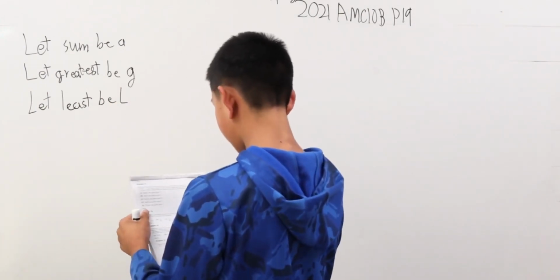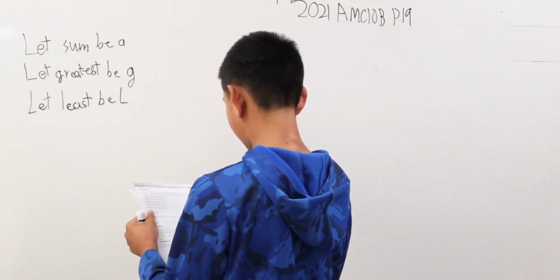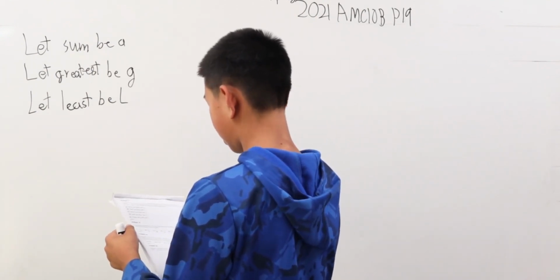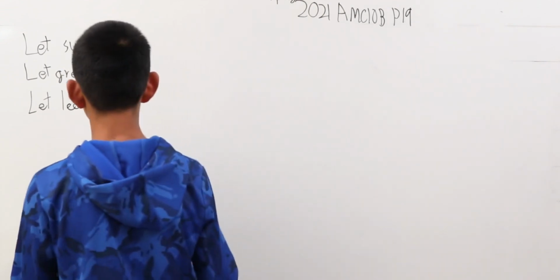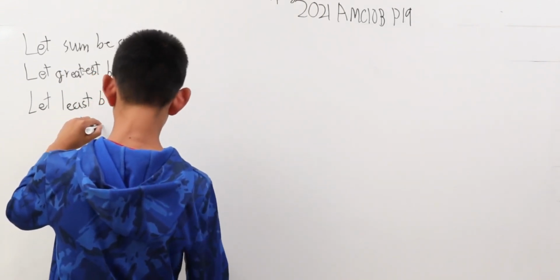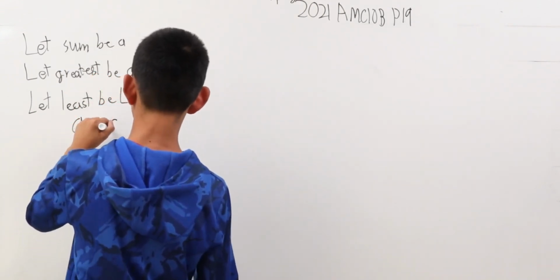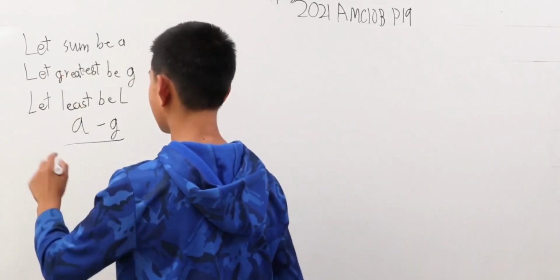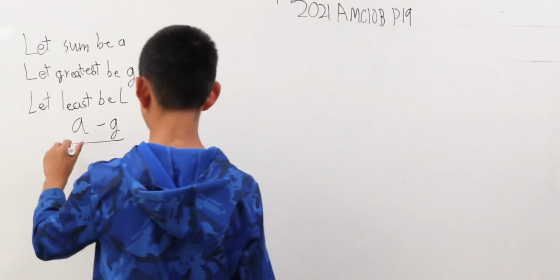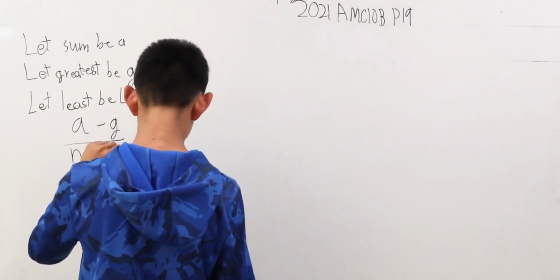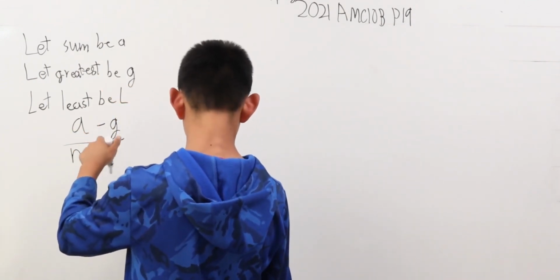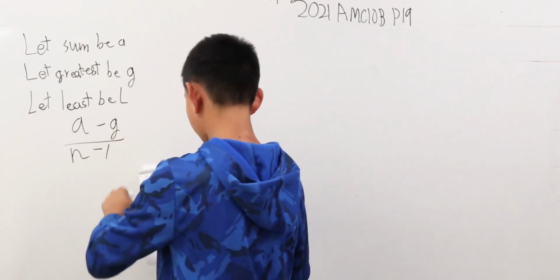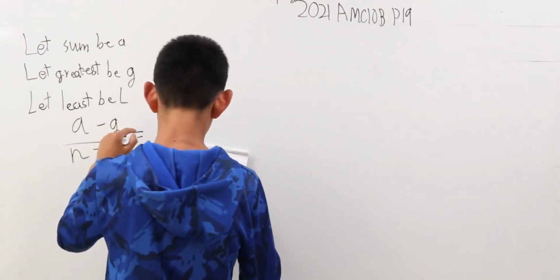If the greatest integer in S is removed from S, then the average value is 32. So the sum A minus the greatest integer G over, let's just let the number of numbers in the set be n, n minus 1. Since you're removing one here, you have to remove one here. Since you're removing the greatest, this is 32.